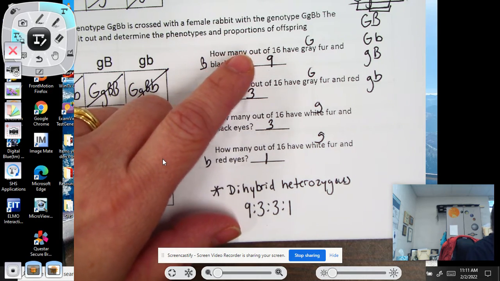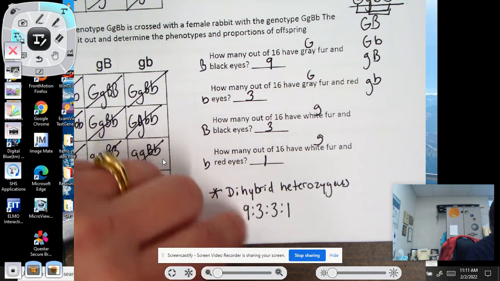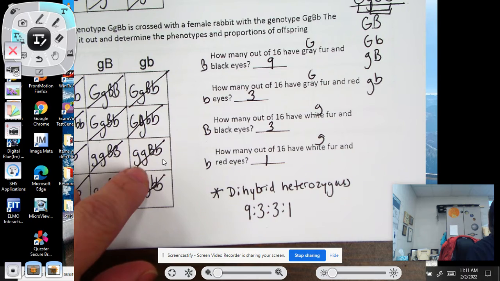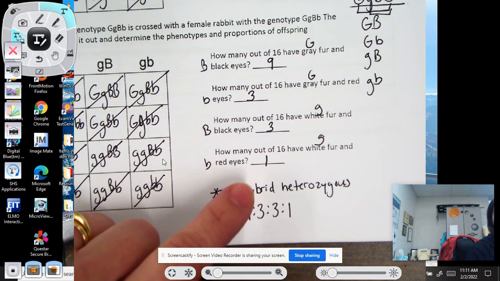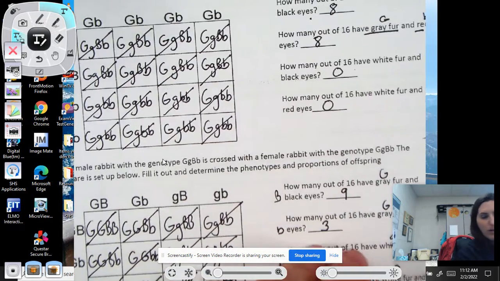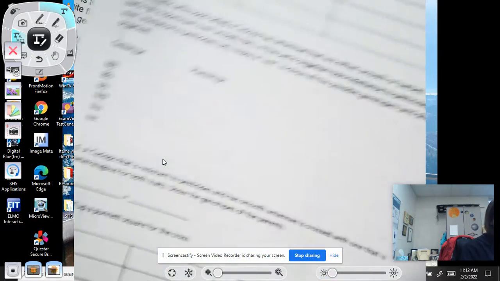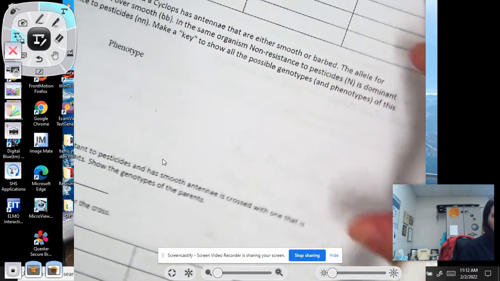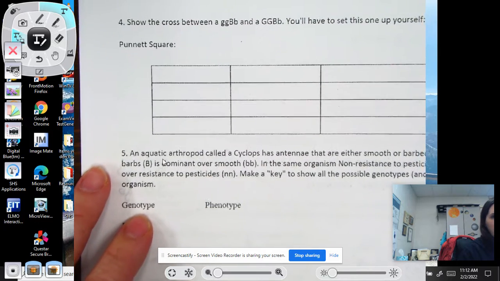So anytime we have 2 heterozygous, you really don't need to do the Punnett square. You just need to write 9 to 3 to 3 to 1. So that's a little clue or a little trick to do if you're smart enough to memorize it. Okay? All right. Let's see if you can do this one.